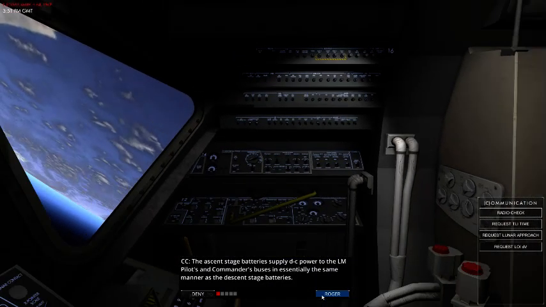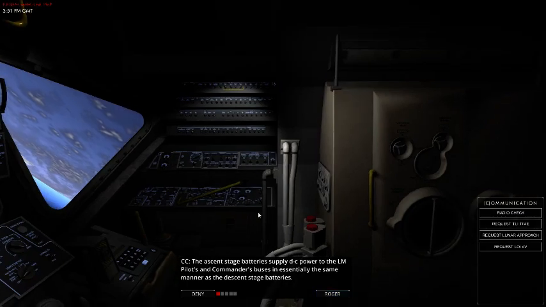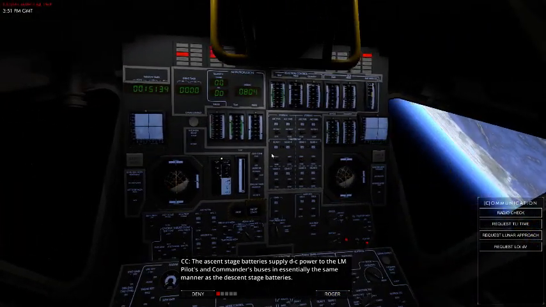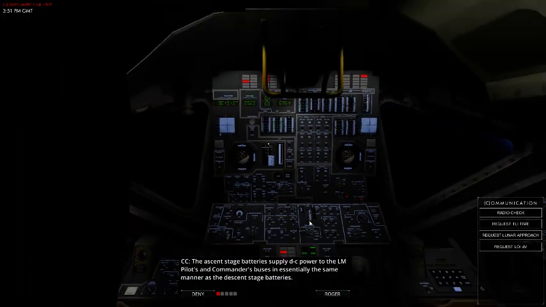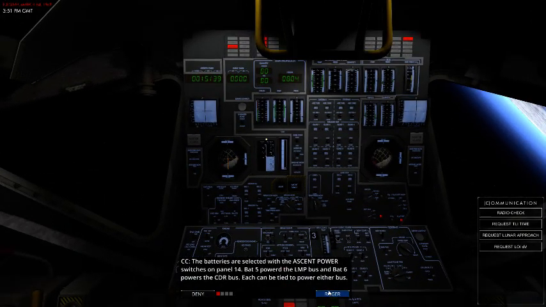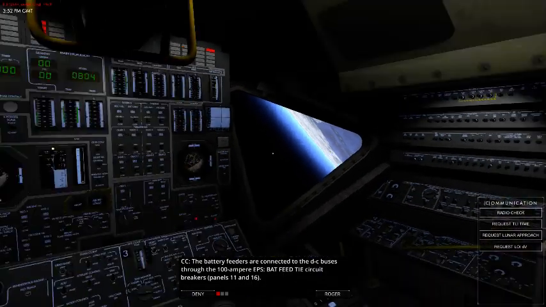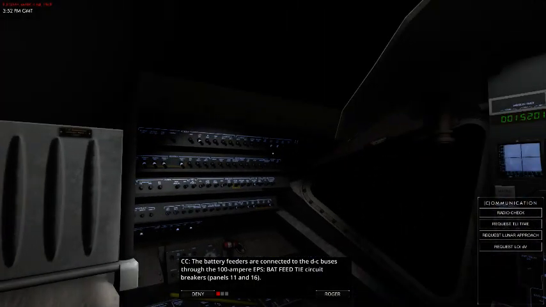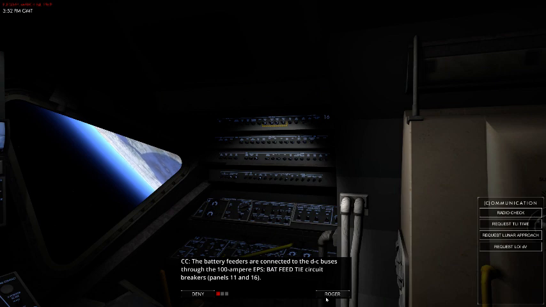The ascent stage batteries supply DC power to the LM pilot's and commander's busses in essentially the same manner as the descent stage batteries. So the batteries are selected with the ascent power switches on panel 14. Bat 5 powers the LMP bus and bat 6 powers the CDR bus. Each can be tied to power either bus. Battery feeders are connected to the DC busses through the 100 ampere EPS bat feed tie circuit breakers, panels 11 and 16.